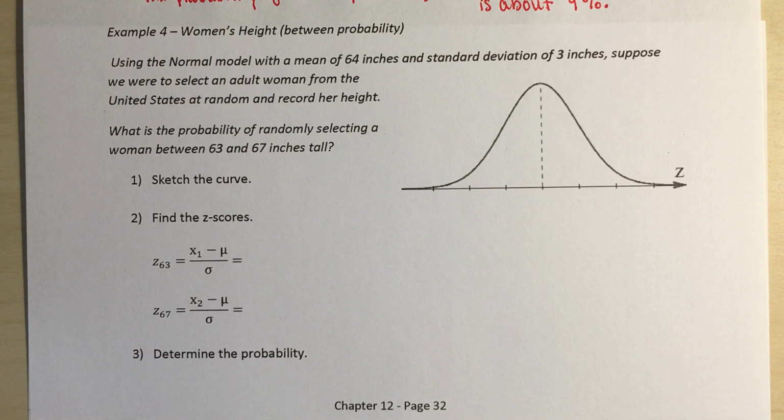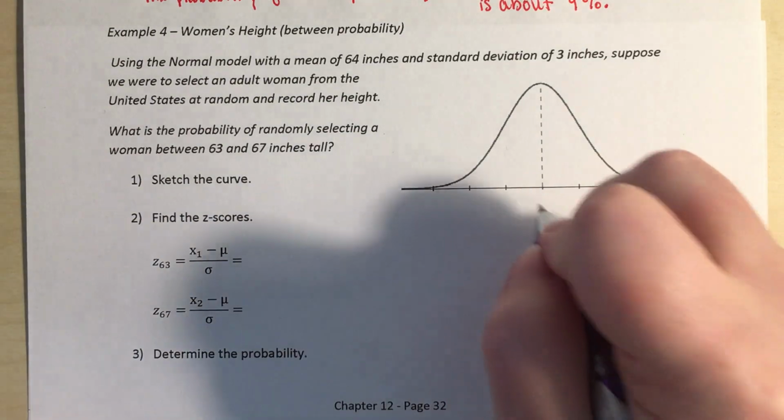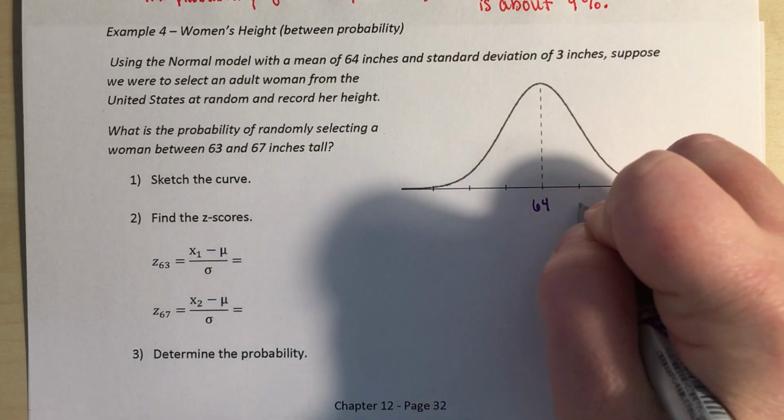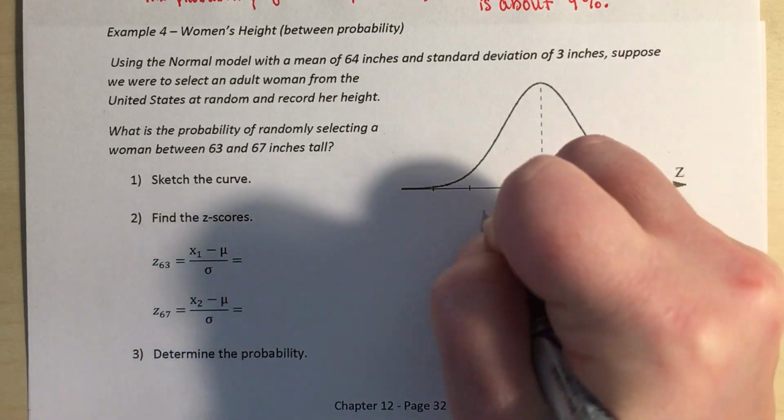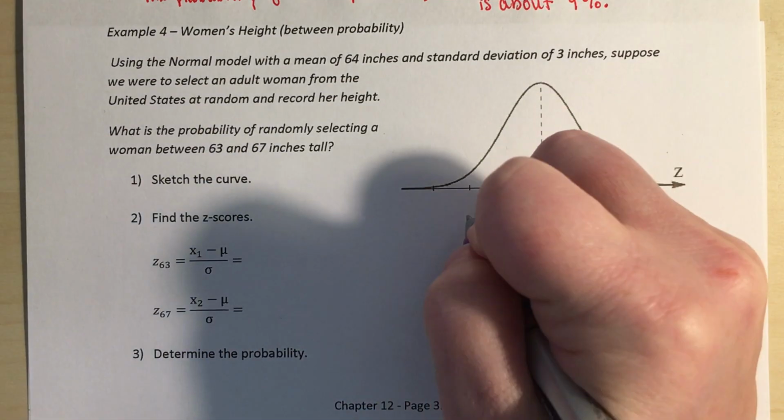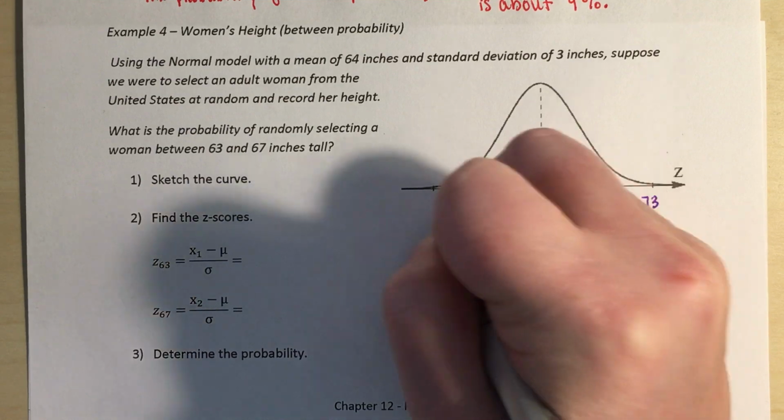All right, so now we're going to look at our last type of probability question. We're going to look at a case of between probability. Again, we're starting with the same normal model. So I'm going to go through and just label my z-score using my empirical rule as we have before, adding and subtracting our standard deviation.